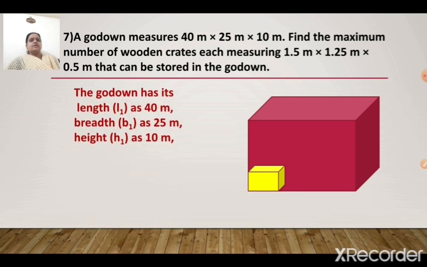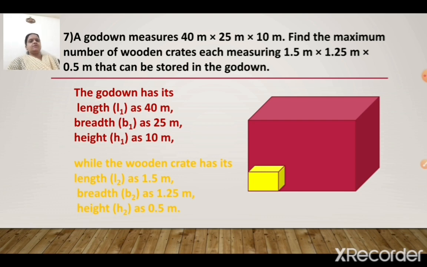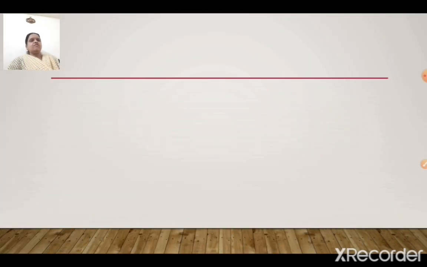We will write the given. For the godown dimensions, we will consider here L1, B1, H1. L1 as 40 meter, B1 as 25 meter and height H1 as 10 meter. These are the dimensions of the godown. Now what will be the dimensions of that wooden crate? We will consider length as L2, which is equal to 1.5 meter. Breadth B2 equal to 1.25 meter and height H2 equal to 0.5 meter. So these are the dimensions given. Let us find out the number of crates.